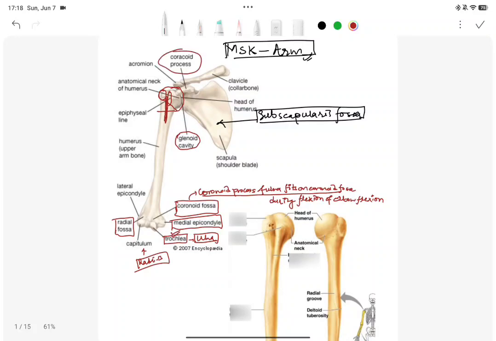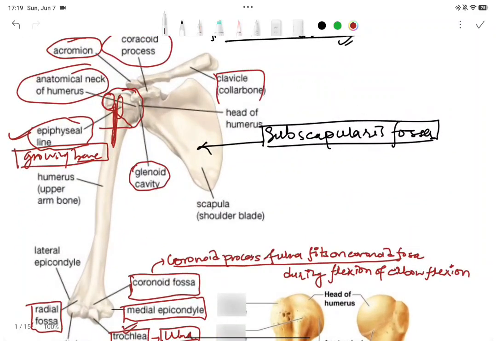So these are the coracoid process. This is the acromion. This is the anatomical neck. I already said that. There is the epiphyseal line in case of the growing bone. If this is the growing bone, there is the epiphyseal line or the epiphyseal growth cartilage, and this is the clavicle.